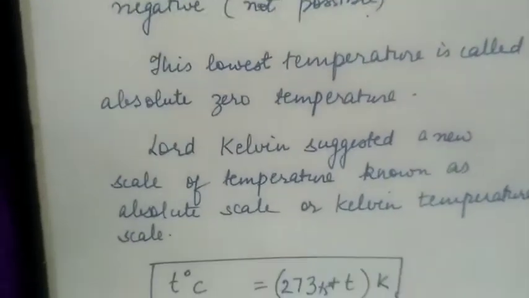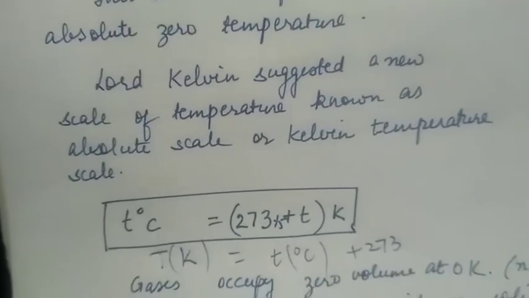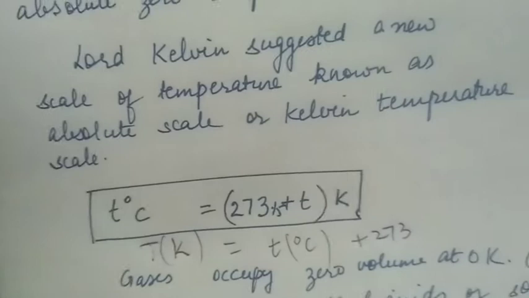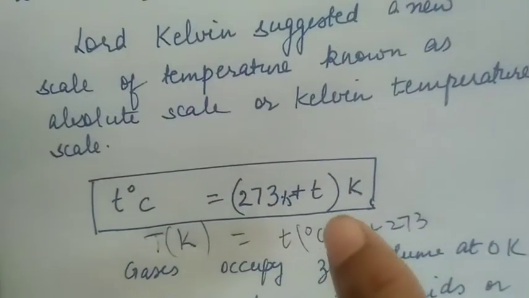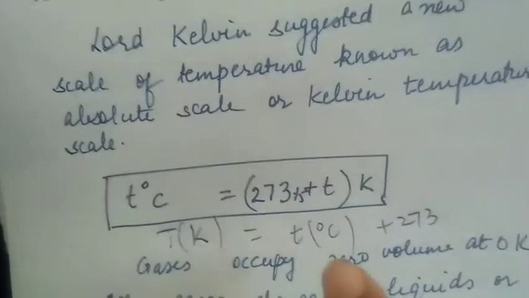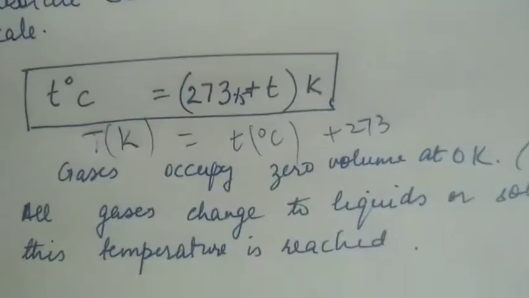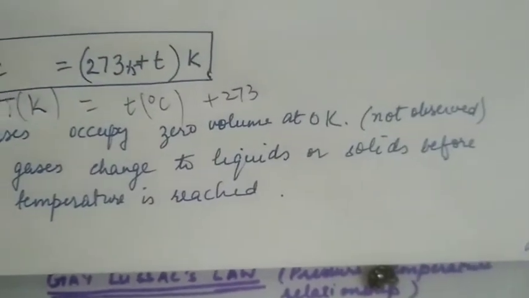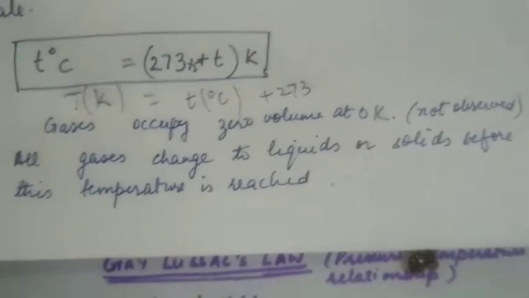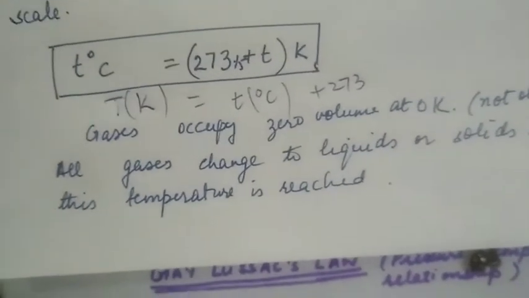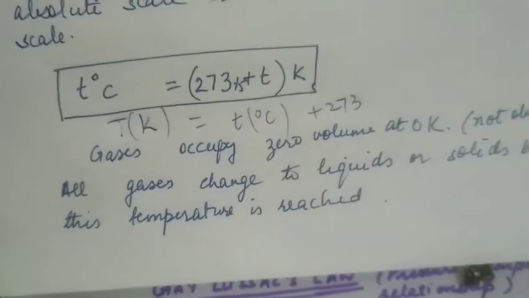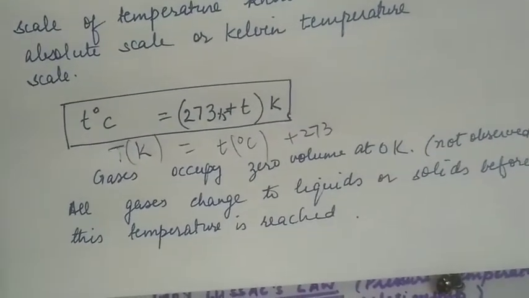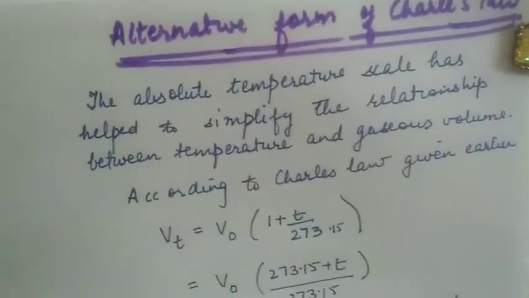Lord Kelvin suggested a new scale of temperature known as absolute scale or Kelvin scale. So temperature in degrees Celsius can be converted to temperature in Kelvin by adding 273 to it. So temperature in Kelvin is temperature in centigrade plus 273. Now gases occupy zero volume at 0 Kelvin. This phenomenon is not observed in daily life because all the gases generally change into liquid or solids before this temperature is reached. Alternative form of Charles law.